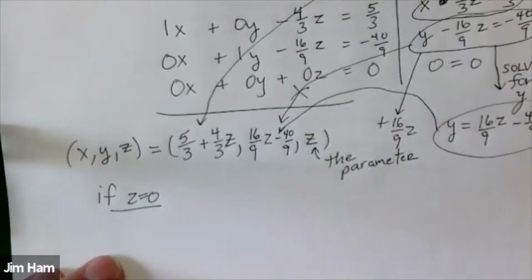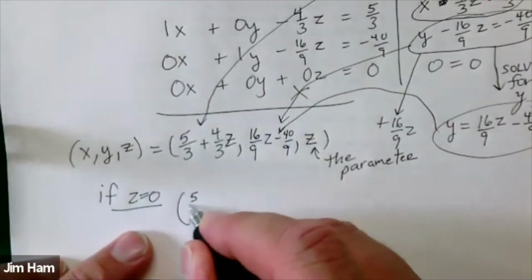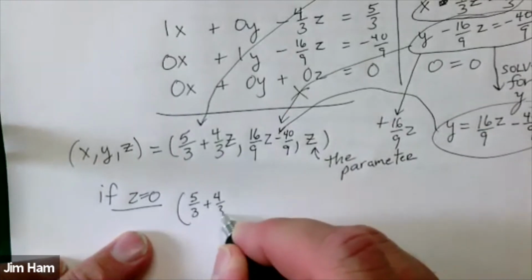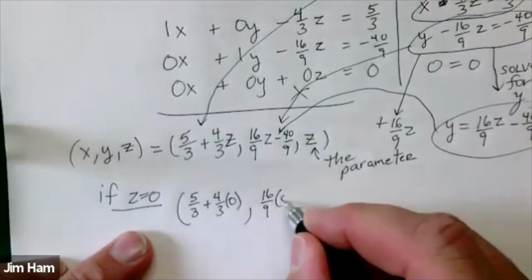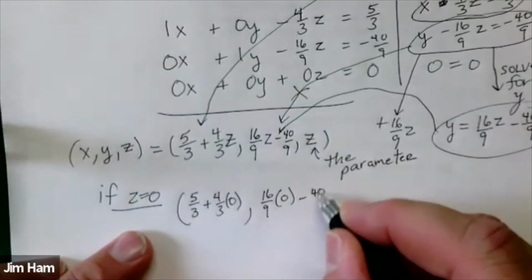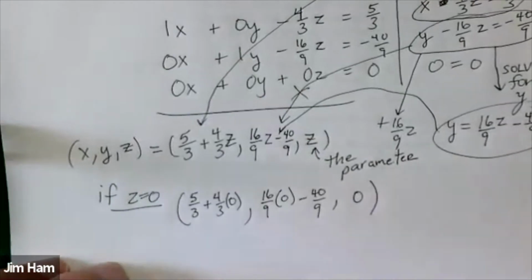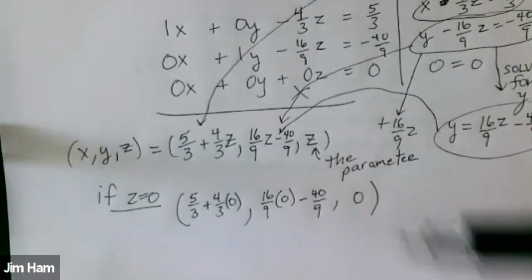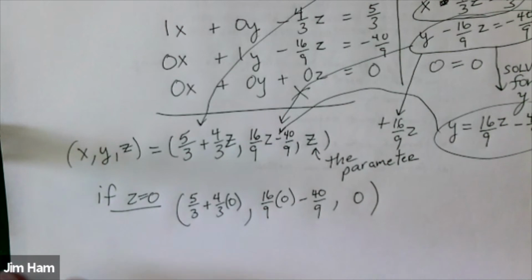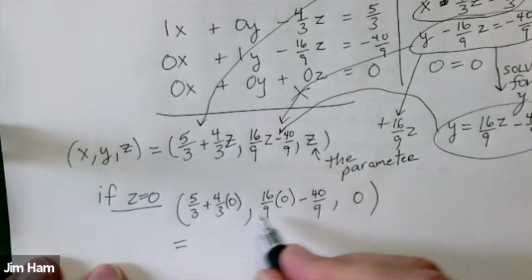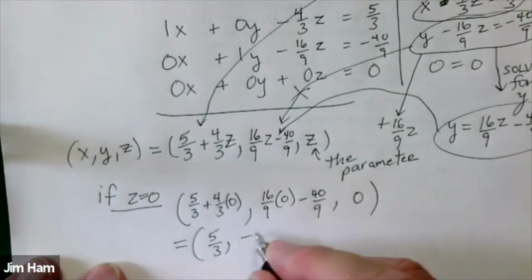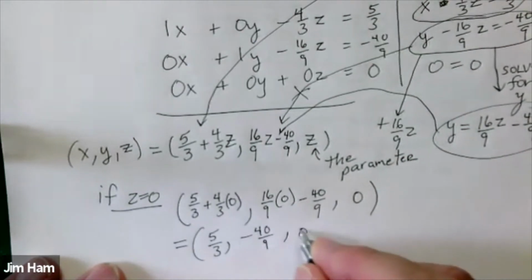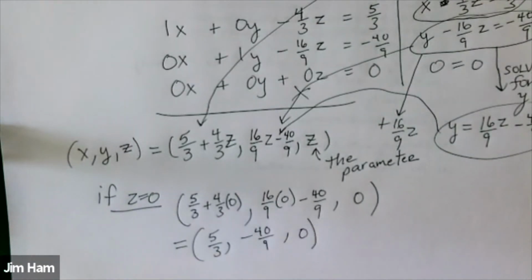If z is equal to 0, then the ordered triple becomes, we're just going to replace all the z's with 0 and leave everything else alone. Well, if z is 0, then I just put 0 in the third coordinate spot. And this one simplifies because 0 just makes the whole term go away. 5/3, -40/9, and 0. That there is one solution among an infinite number.